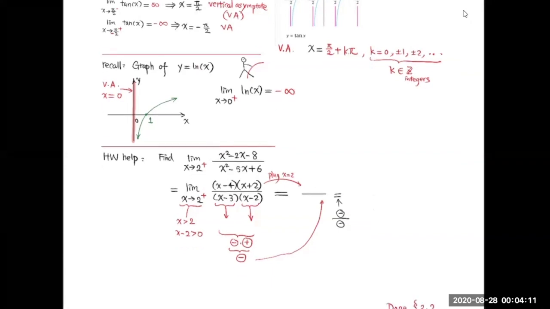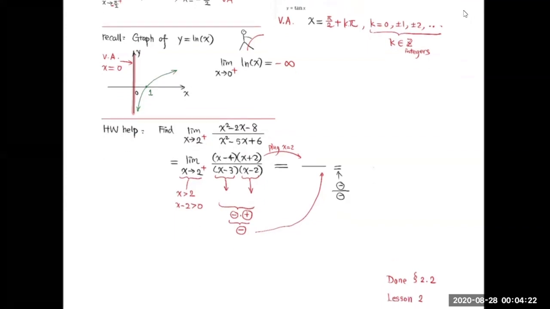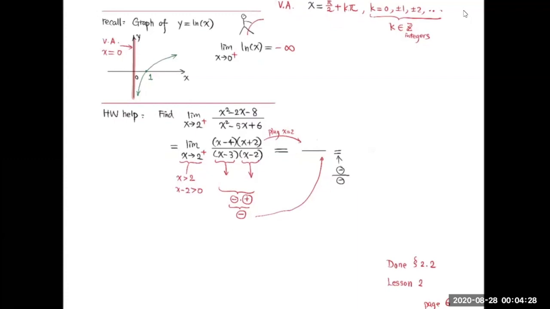Okay. Now the last one, I want to give you some help on this homework problem. In the homework, you see this problem. We try to find this right-hand limit. So how do you do it? First, we can factor this numerator and denominator by trial and error. Now, when x approaches 2, if you plug in 2 here for x, you see the numerator is approaching negative 8. Just plug in. Okay. What about the denominator?